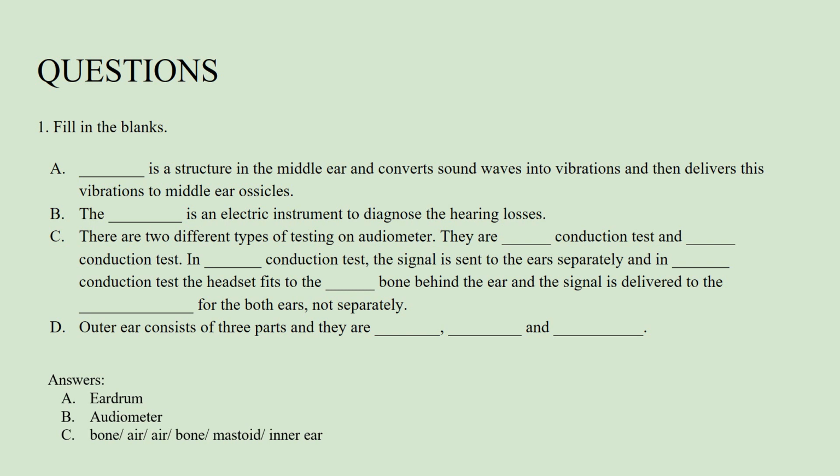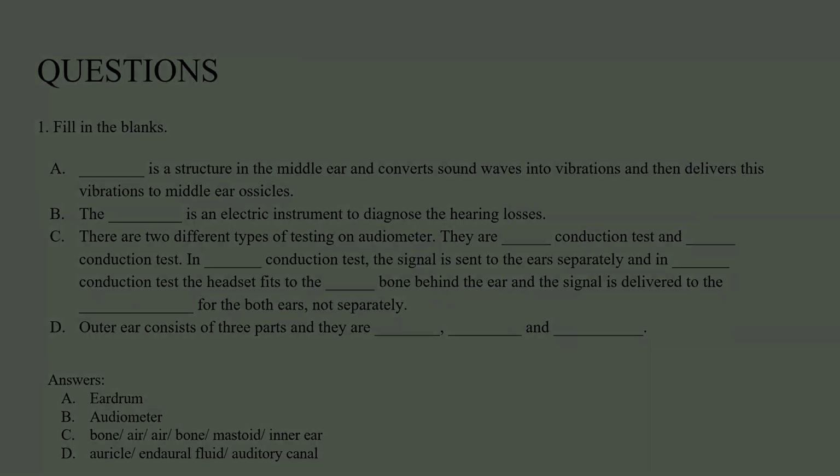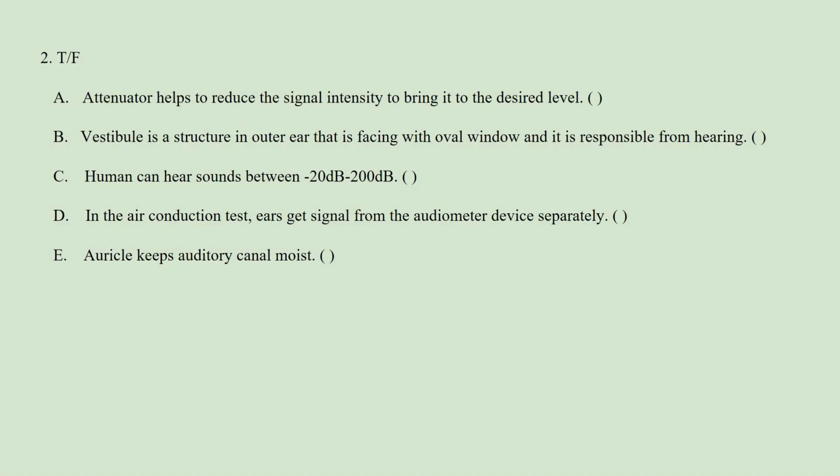The outer ear consists of three parts, and what are they? They are the auricle, endolymph fluid and auditory canal. Attenuator helps to reduce the signal intensity to bring it to the desired level. Vestibule is a structure in the outer ear that is facing the oval window and it is responsible for hearing. Humans can hear sounds between -20 and -200 decibels. In the air conduction tests, ears get the signal from the audiometer device separately. Auricle keeps the auditory canal moist. And the answers are like that.